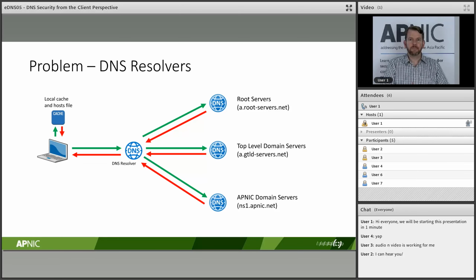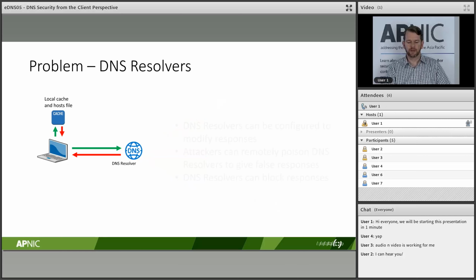Now, moving further away from the client computer, we're looking at the problems that happen with DNS resolvers. A DNS resolver can have its own issues. The resolver itself can be configured to modify responses and return incorrect information. Attackers can remotely poison DNS resolvers to give false responses. This is particularly possible if the DNS resolver is running older software and has vulnerabilities that allow for this cache poisoning attack to take place.